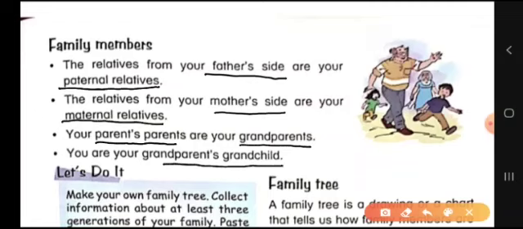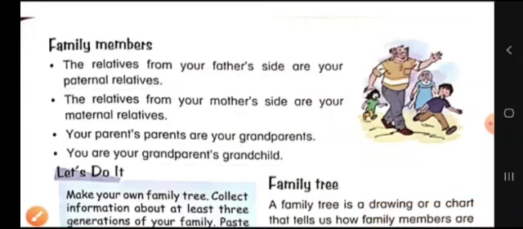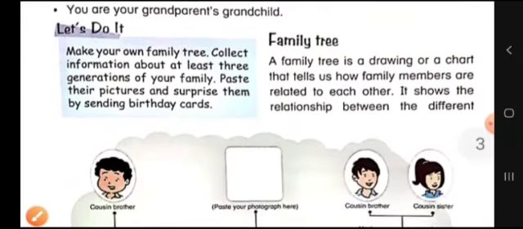Now I hope you have understood all these relationships. Let's move on to the family tree. Now let's see the family tree. Now your grandfather and father, they form the first generation, right? Then comes your mother and father, your uncle and aunt, they form the second generation. And you and your cousins form the third generation.